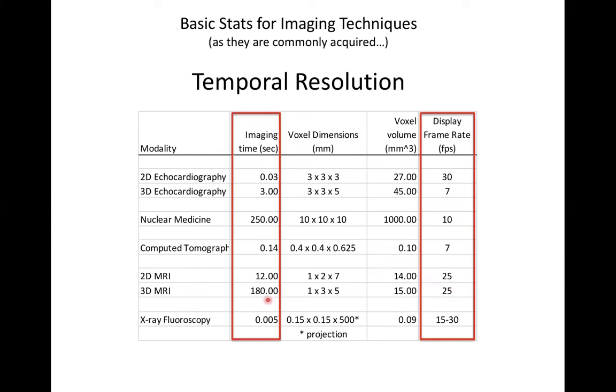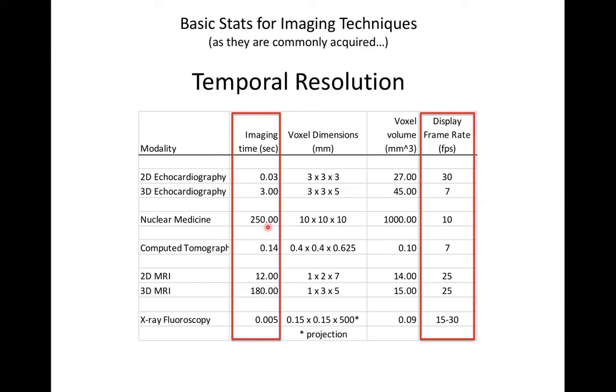3D MRI obviously is a lot longer, right? Because you have to do this not just in one slice, but in how many? 64 slices, something like that. So most of the time when you do this, you take quite a bit of time to do it, and you compensate for motion. And nuclear medicine has an extraordinary duration to acquire images, right?